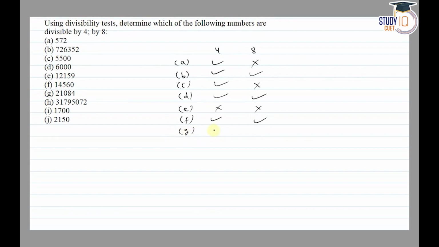84 is divisible by 4 and 084 is not divisible by 8. 72 is divisible by 4 and 072 is also divisible by 8. 00 is divisible by 4 and 700 is not divisible by 8. J. 50 is not divisible by 4 and 150 is not divisible by 8. So that's your final answer.